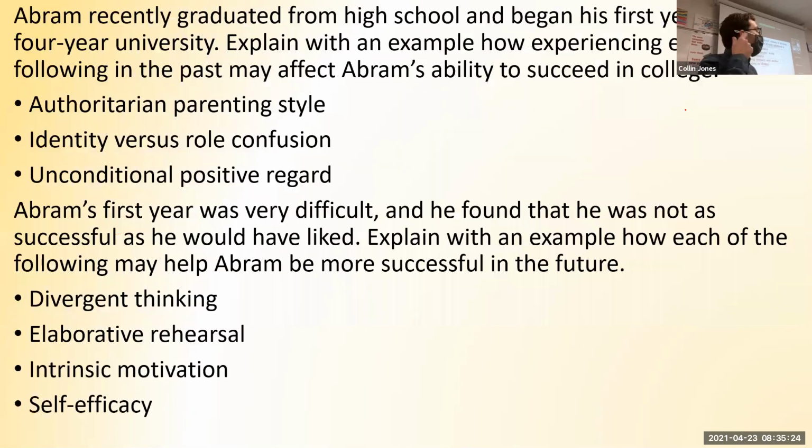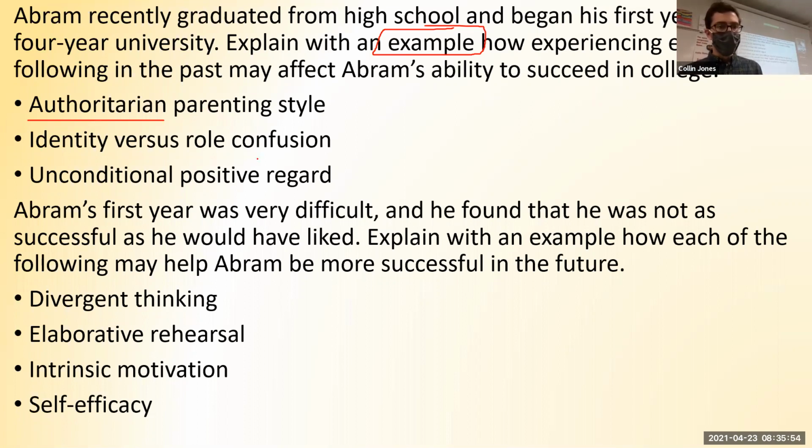Okay. Let's look at an actual free response that the College Board gave just a couple years ago. I think we looked at part of this one in class. Abram graduated from high school and started at university. How might the following have affected his ability? The key thing from this free response is that you had to give an example. So you couldn't just define authoritarian parenting as being strict like a dictator. You had to give an example of what this might do to him, right? It might make him a really good student or a really bad student, but why?